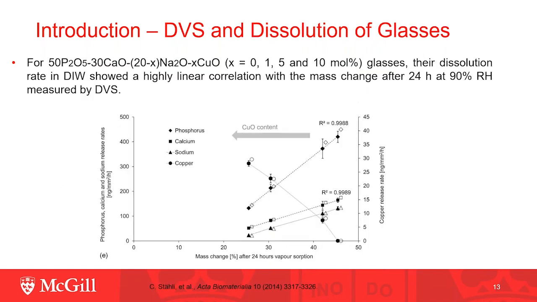DVS has been applied to study the reactivity of bioactive and soluble phosphate glasses, where their vapor sorption rates have been correlated linearly with their dissolution rate in DI water. As for the borate glasses, due to the potential correlation between dissolution and vapor sorption, DVS potentially can be developed as a more convenient and accurate method to evaluate the reactivity of borate glasses.